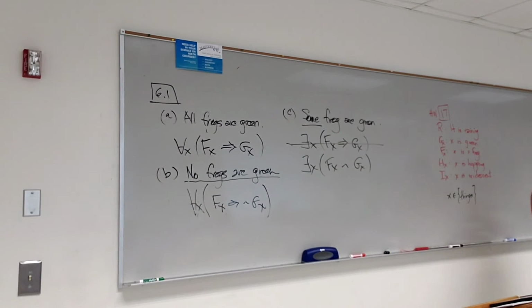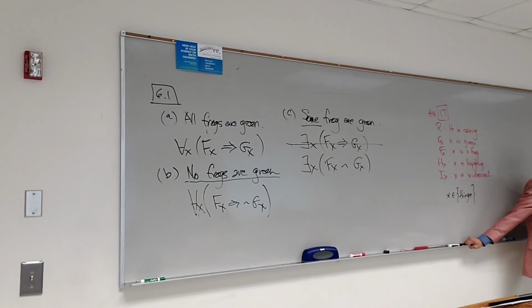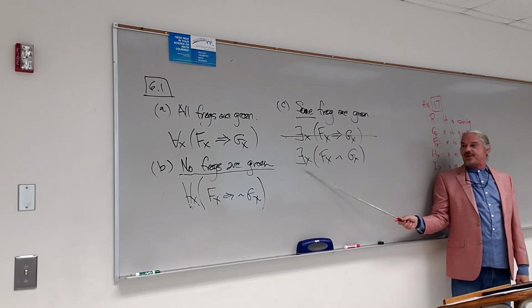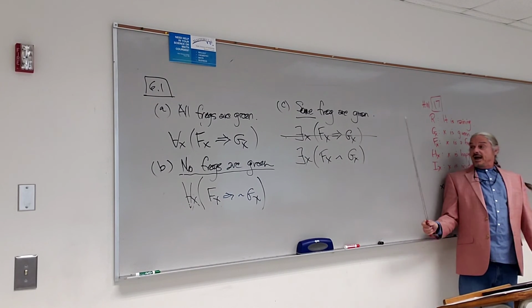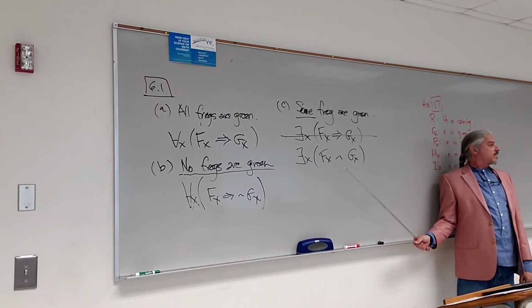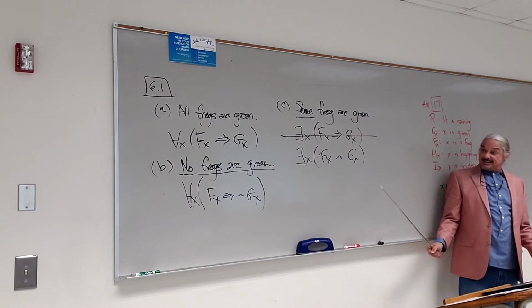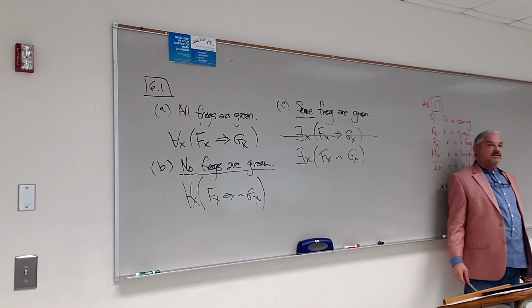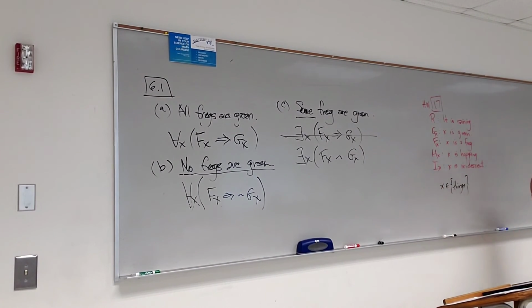You said that, but you're in the back. I can't hear you. And. Why? Now read it. Now read what it says exactly. It says there exists something, and that thing is what? A frog, and they are, critical word, and it's green. In other words, some frogs are green.